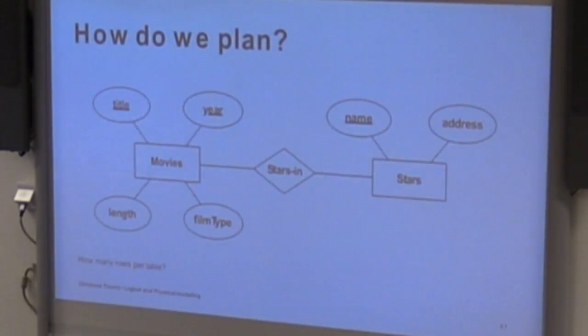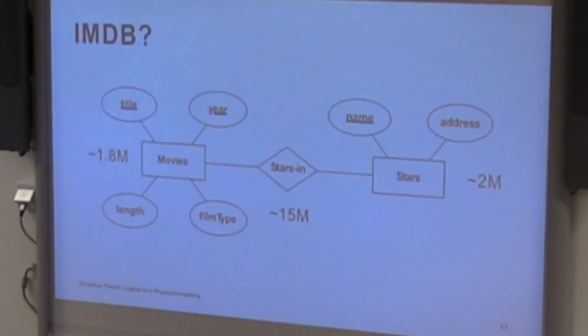So if we go back to that model where we had the movies and the stars, and that stars in relation, how many rows per table? That's just a guess. There's that database, IMDb. If you need to know something about an actor or a movie, that's probably the place you go. And you create a search and look at the text or the images. So this is just an estimate.